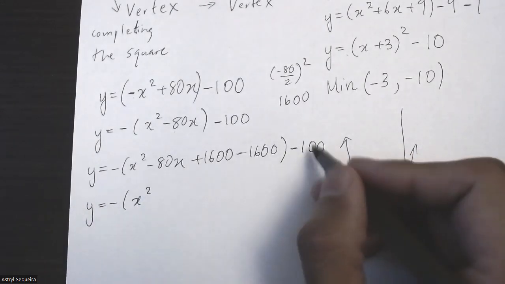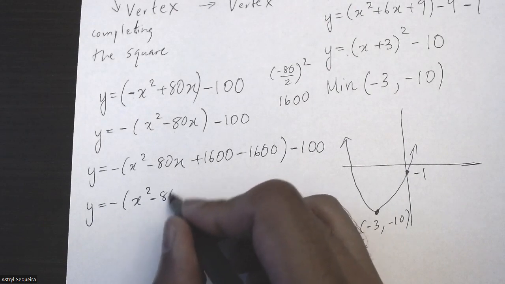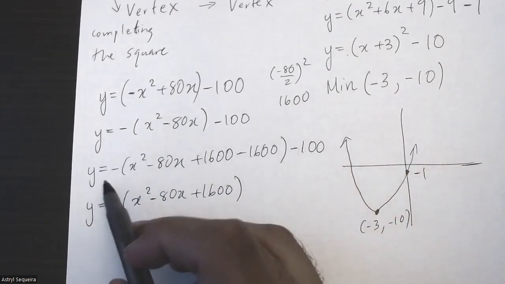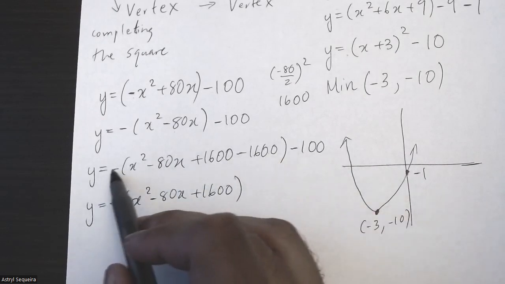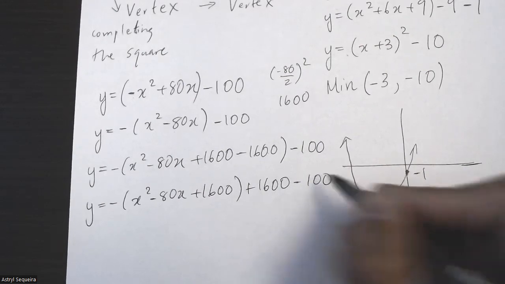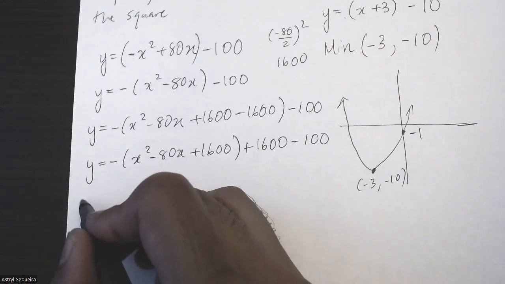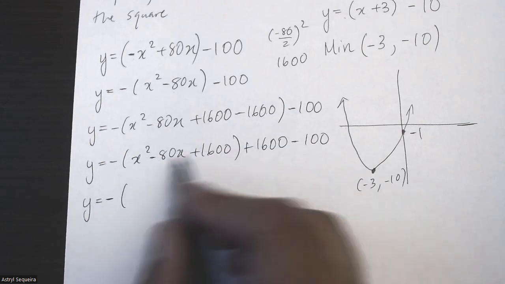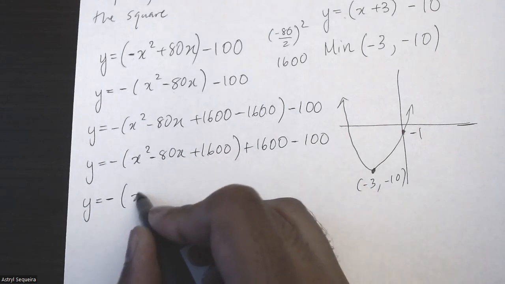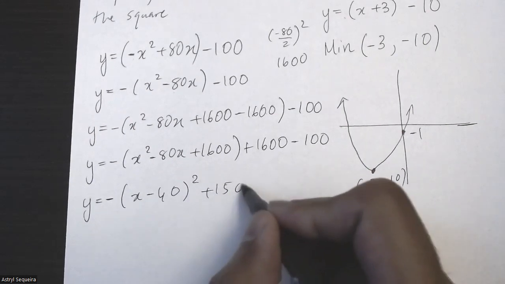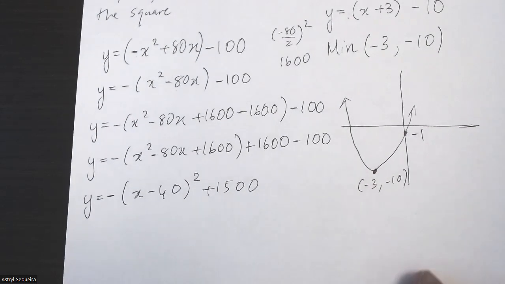I want to bring the negative number outside the bracket next. Remember, you have to multiply by what's in front. Negative 1600 times negative 1 is positive 1600. And then last step over here is I want to perfect square this. So that's going to be x minus 40 squared plus 1,500.